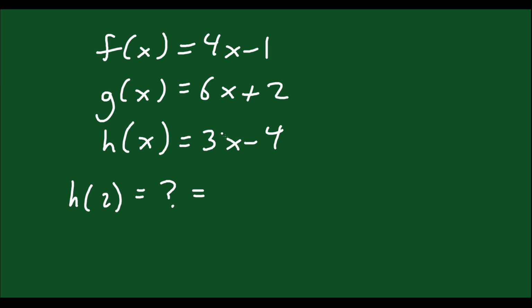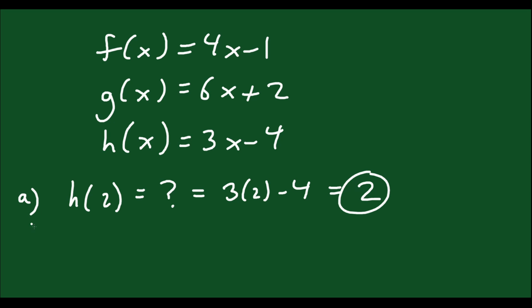Well, all you have to do is plug in 2 for x in the h of x function. So you would say 3 times 2 minus 4. 3 times 2 is 6, minus 4 is 2. So your answer would be 2. Okay, that was part A.